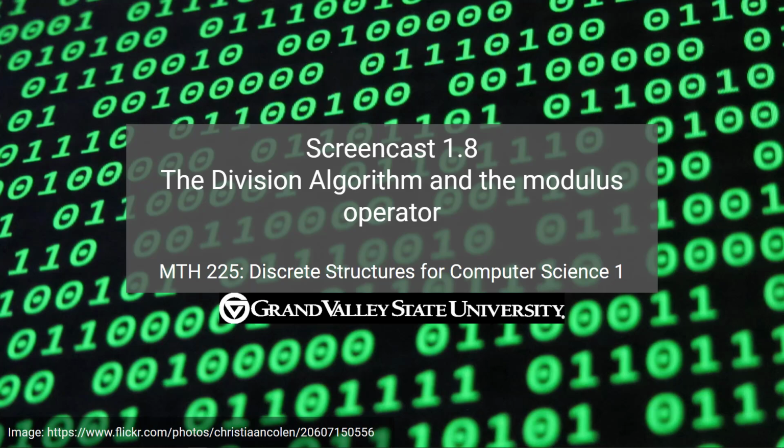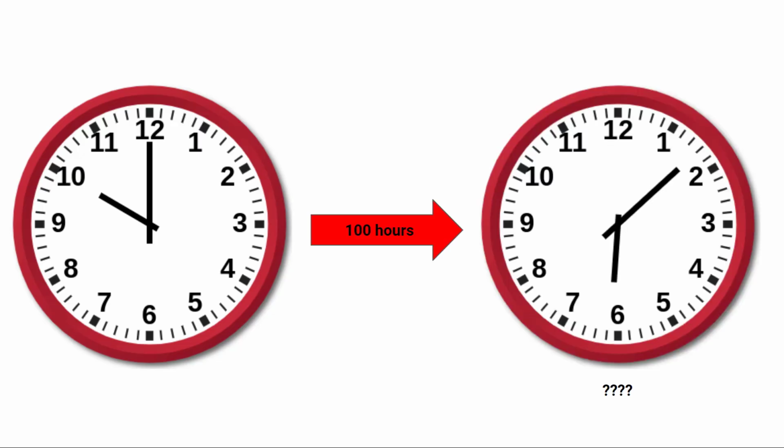In the last few videos, we've been focusing on integers and binary. For this video, though, we're switching focus back to decimal to try to understand more about division. Let's start with a simple question. At the time I'm making this video, it's 10 o'clock in the morning. What time will it be 100 hours from now?